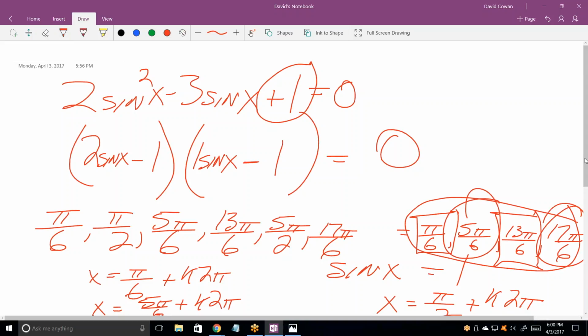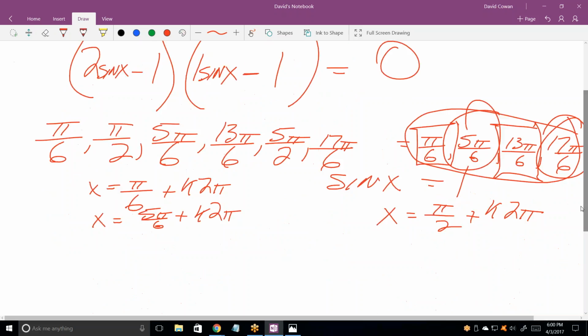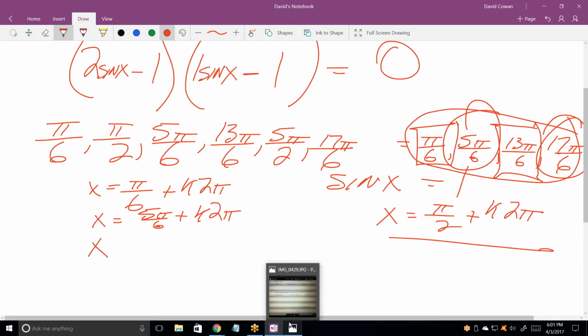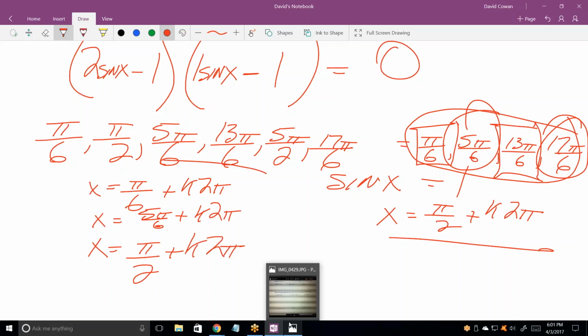And finally, there's a third equation. And that's for this one right there. In other words, x is also equal to pi over 2 and all multiples of 2 pi. Okay. So there are your 3 answers to that problem. And that's the most efficient way to do it. There's no way I can do it with a single or even 2 equations.